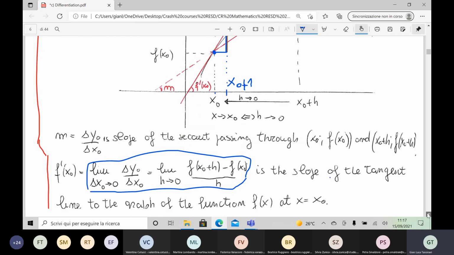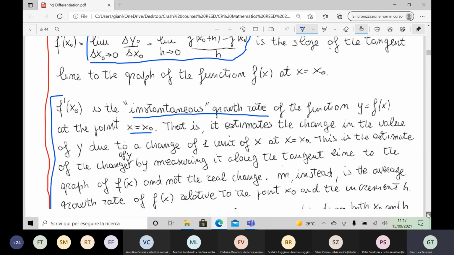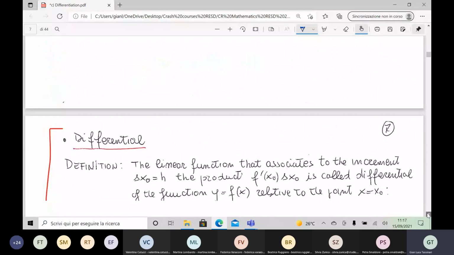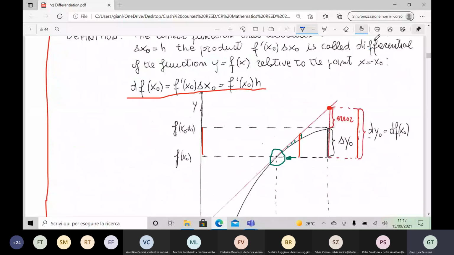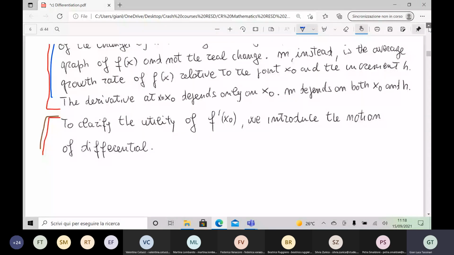Let me see. Yes, in a moment I'll clarify it again by introducing the definition of the notion of differential. I want to write something next, so maybe you understand even better. So, guys, no, I tell you later. I continue with this explanation.